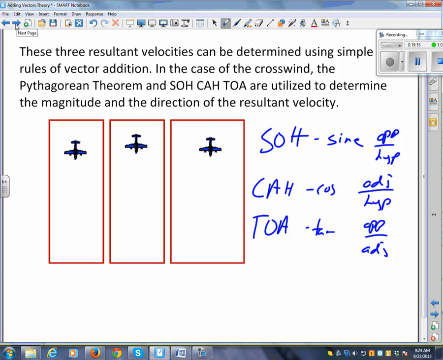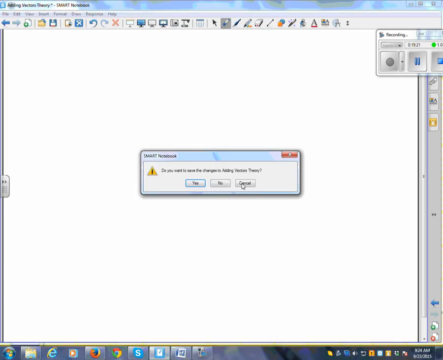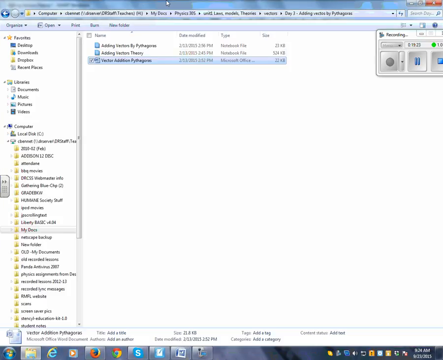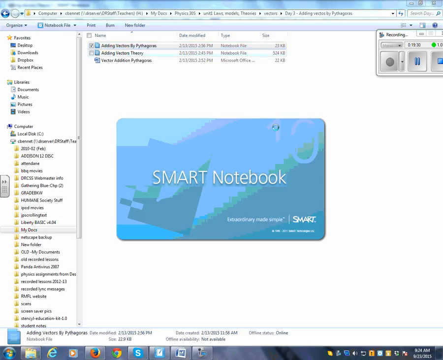Okay, so let's get right to adding vectors by Pythagoras. You have it on the next page. I, for some silly reason, have it in a second folder or second document. You're going to need a calculator.